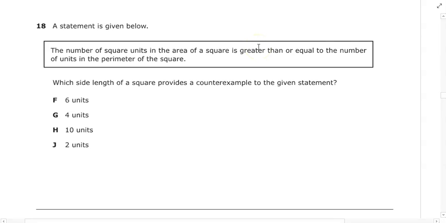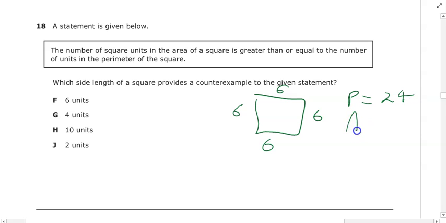So let's look at like 6. What does this mean? So if I have a square of 6, the perimeter, 6 times 4 is 24, and area, 6 times 6 is 36. So these would be square units. Now that we have this one, let's check and see what it was comparing. The area is greater than or equal to the perimeter for this one. So I don't think that's true.